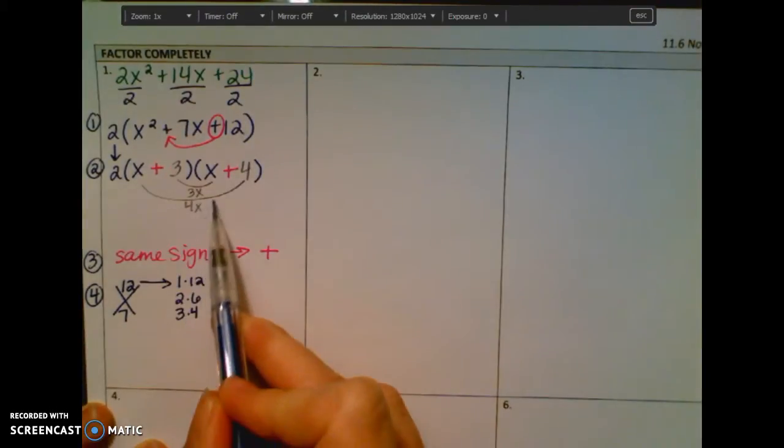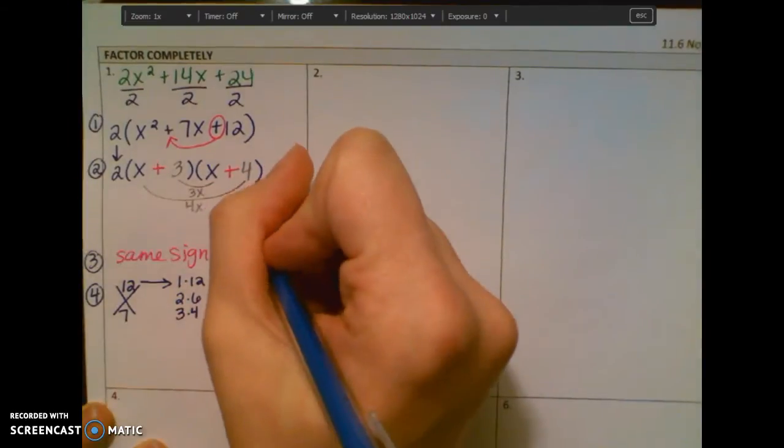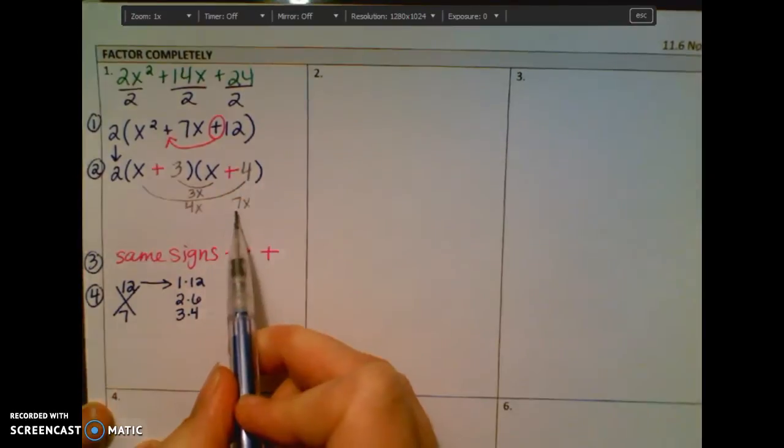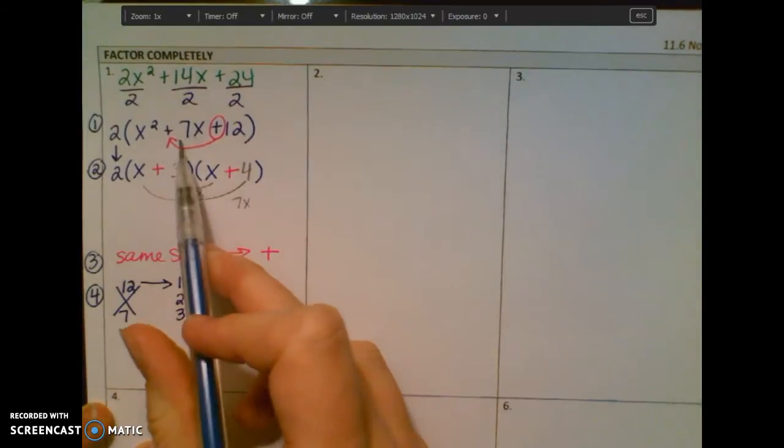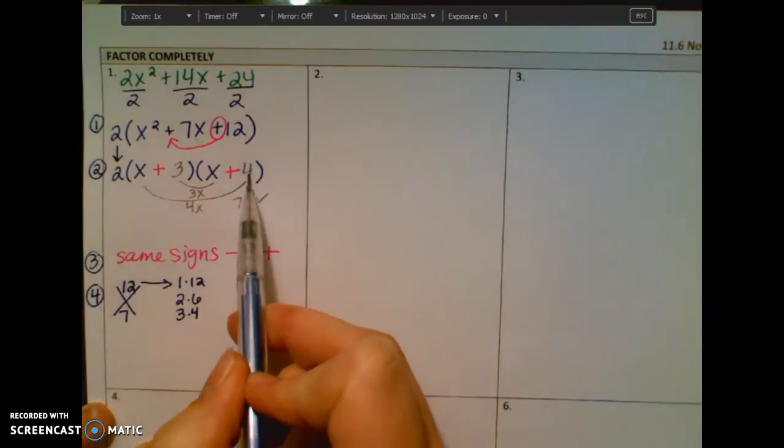Now I add my like terms, and I have a 3x plus a 4x. Well, that gives me a 7x. Is 7x what I wanted? Yes, it is, because I have a 7x there. So that means that our 3 and our 4 are correct.